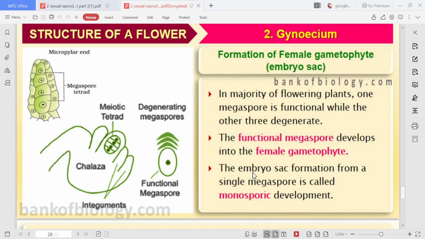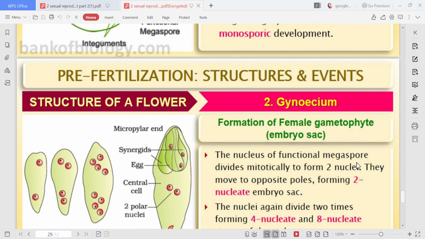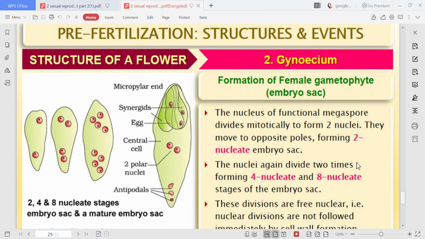Now the embryo sac is formed from a single megaspore. This single megaspore will now give rise to the embryo sac. This type of development, where a single megaspore gives rise to the embryo sac, is called monosporic development. So you should know this term, monosporic development. Now let's see what happens next.